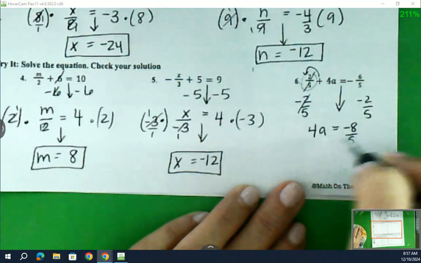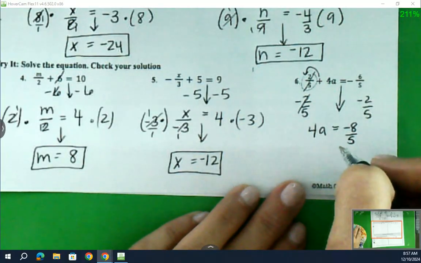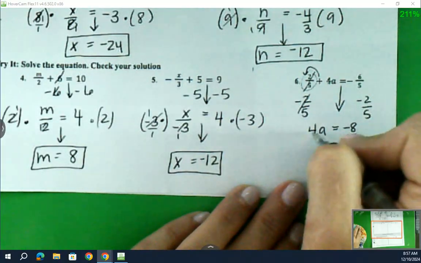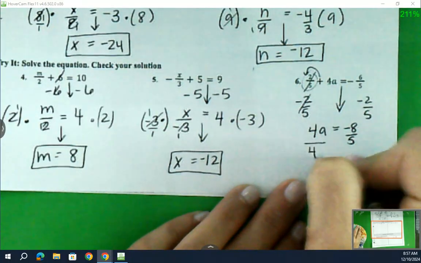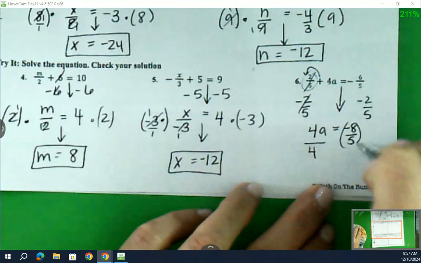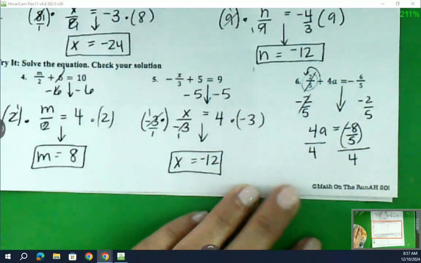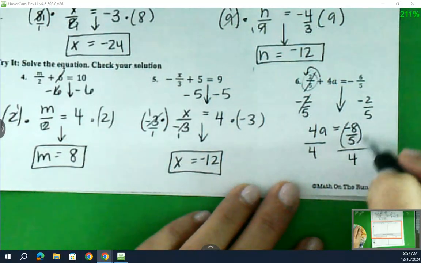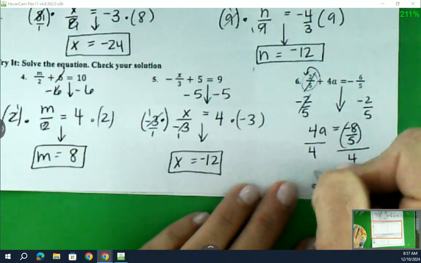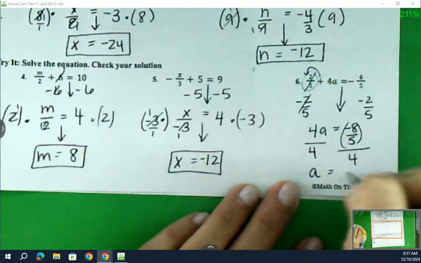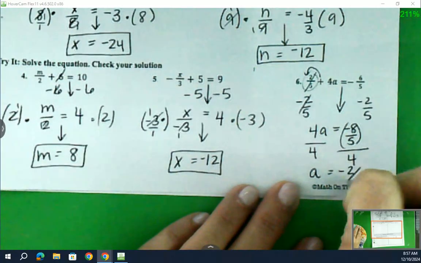And then negative 8/5, we have 4a, so we're going to be dividing by 4 here, which means we're going to take this whole fraction and divide it by 4. So you can either put it in parentheses or make sure that you're using alpha y equals. And then we have a equals negative 2/5.